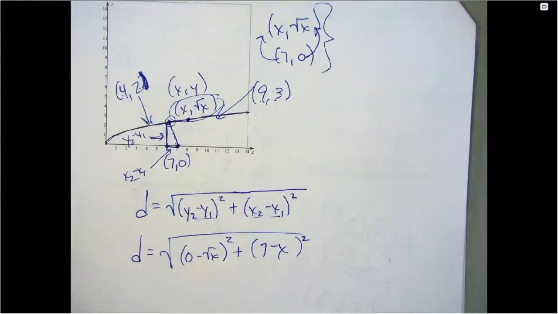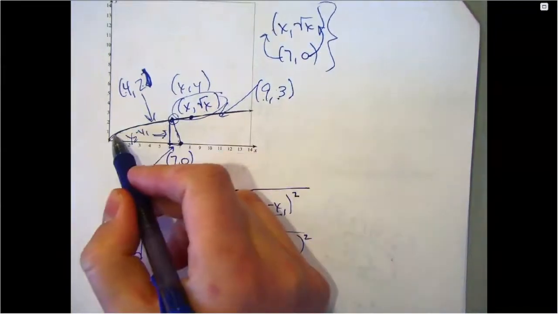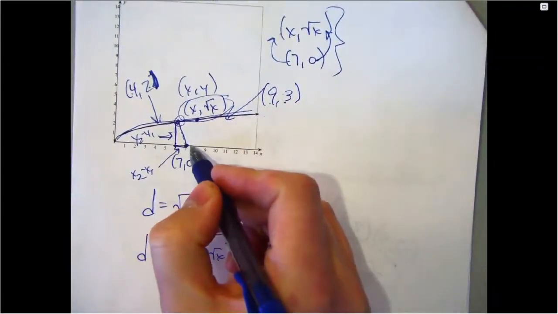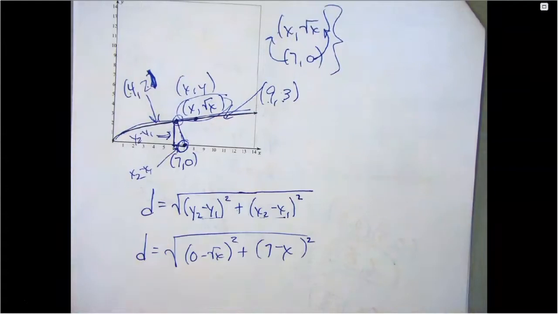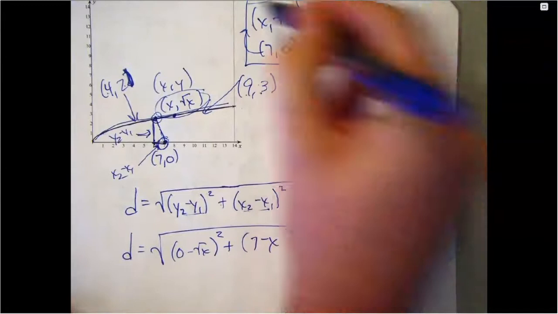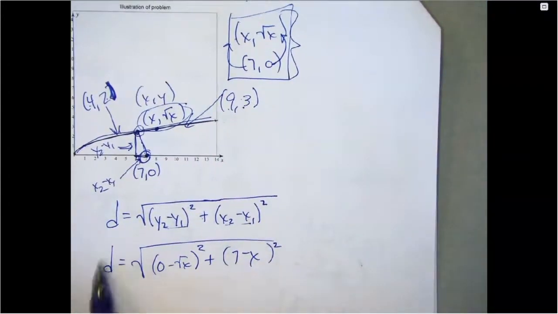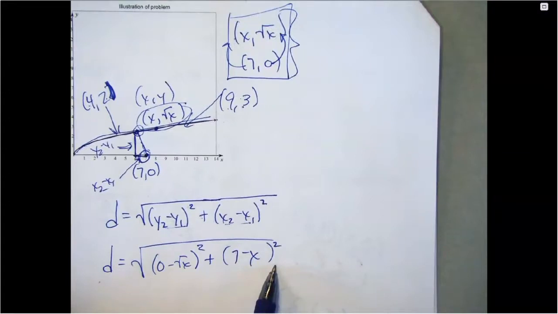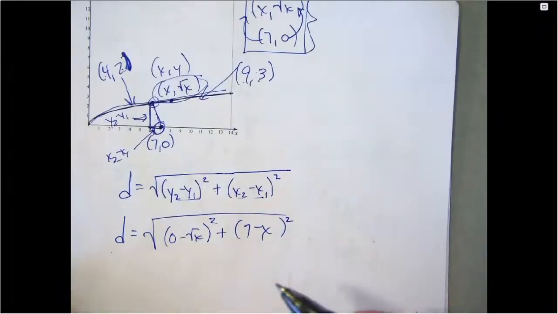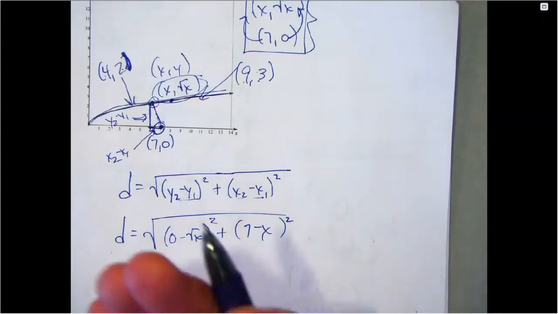No, I'm saying any point on that curve can be labeled as x comma square root of x. My job is to find the x that makes the distance from whatever that point is to here as small as possible. So how far apart are these 2 points? This is the distance formula. And then we're going to set the derivative equal to 0 to find the minimum.